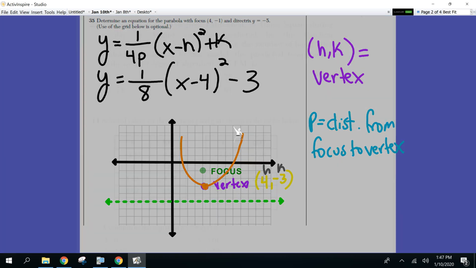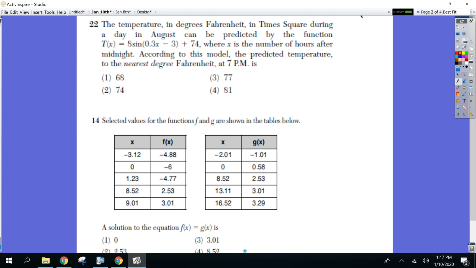Oh boy, what's up next? That's up next. 22. Let's go back to multiple choice. Come on, 13 out of 24 or more. 13 or more out of 24. It's not that bad, this one.